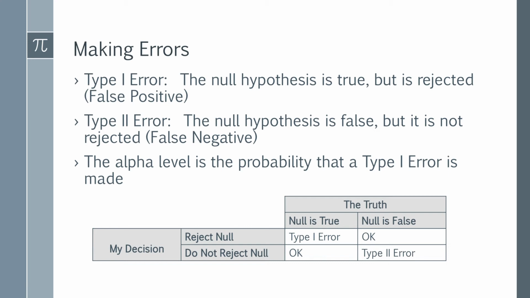Now I have the same information below in a table where I have my decision versus the truth. If my decision is to reject the null and the null is true, I've made a type 1 error. If my decision is to reject the null and the null is false, then I'm okay. If my decision is to not reject the null and the null is true, then I'm okay. If my decision is to not reject the null and the null is false, then I've made a type 2 error.